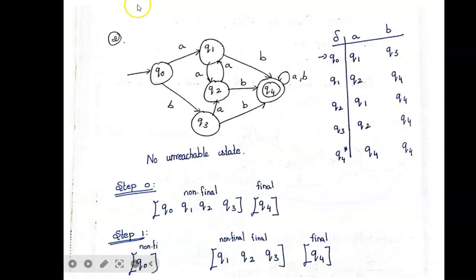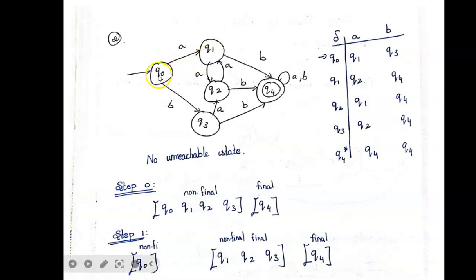So if I have a transition graph, I can write the corresponding transition table. If I have a transition table, I can write the corresponding transition graph. So here Q0 is the start state, Q4 is the final state. So what was the first step of the partition method? We need to identify any unreachable state. So unreachable state is a state which cannot be reached from the start state.